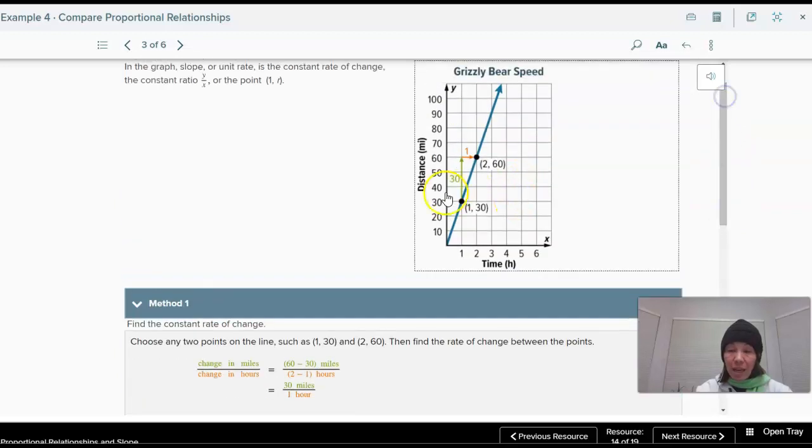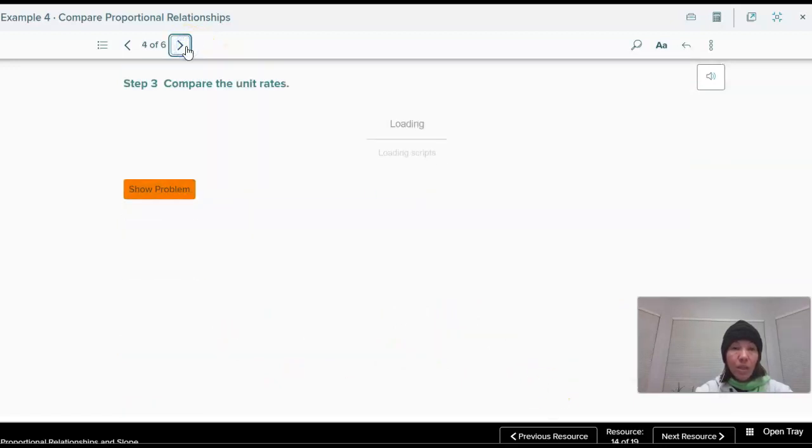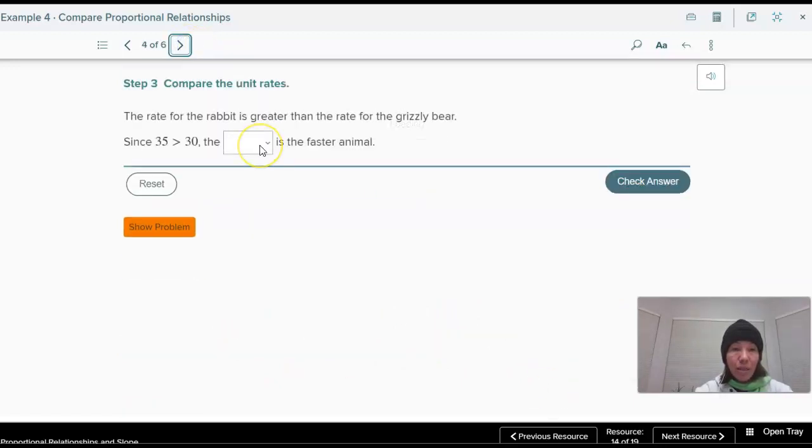So anytime the x is 1, the y value will be your unit rate or your constant of proportionality or your constant rate of change or your slope, all of those are the exact same thing. So the grizzly bear's speed is 30 miles per hour. And so again, if the rabbit is 35 and the grizzly bear is 30, then the rabbit is the faster animal.